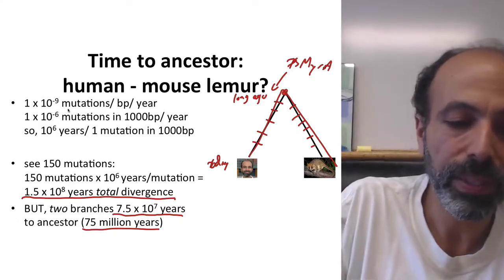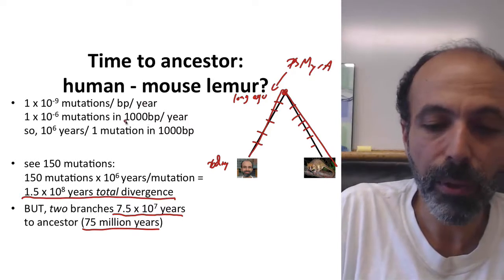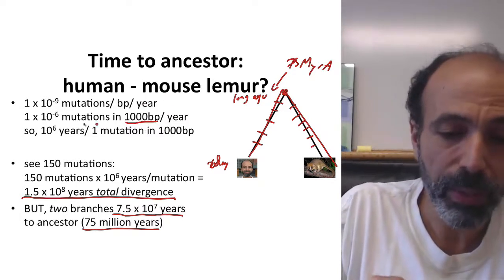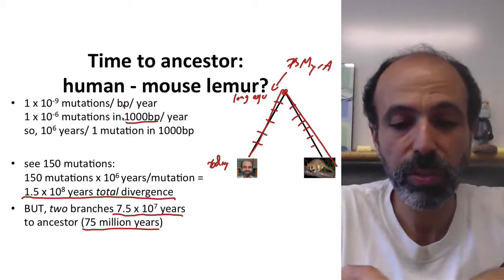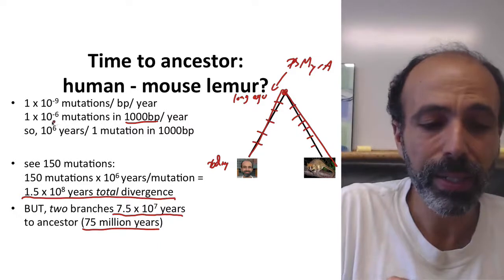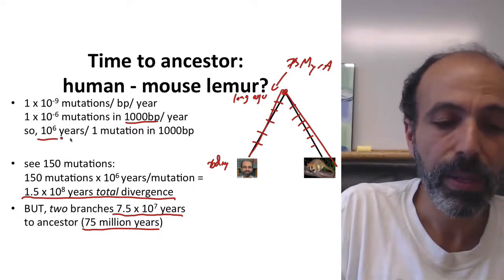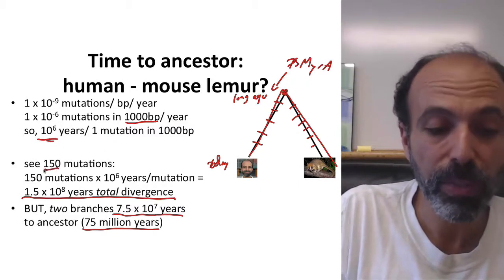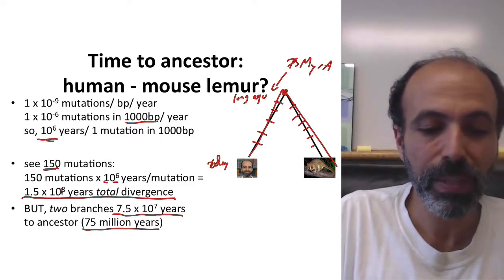So we start with this, mutations per base pair per year. That was a given. We then looked at how big a sequence we were looking at, 1,000 base pairs. We flipped this number around, basically from 1 times 10 to the minus 6 to 10 to the 6th, and basically just changed it so years was in the numerator and 1 mutation in the denominator. That made it 10 to the 6th. So for every 1 mutation, we have to wait 10 to the 6th years. We have 150 mutations. So we multiply that times 10 to the 6th. This is where we get 1.5 times 10 to the 8th.